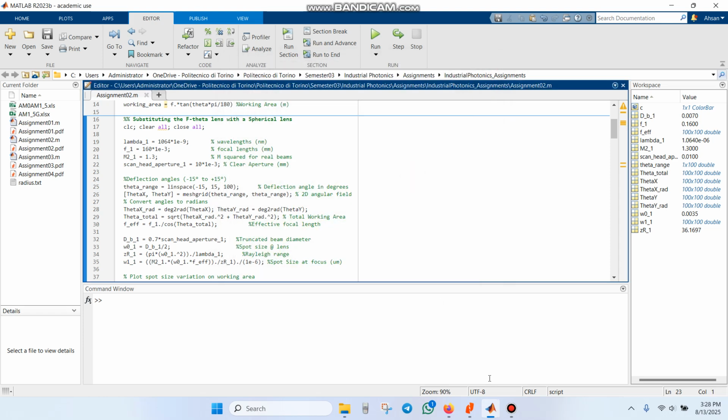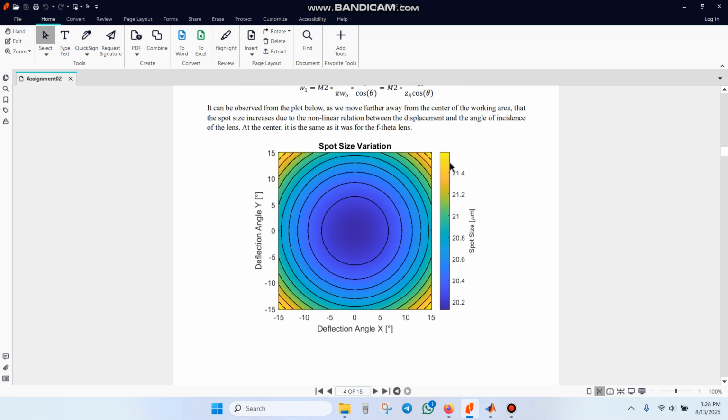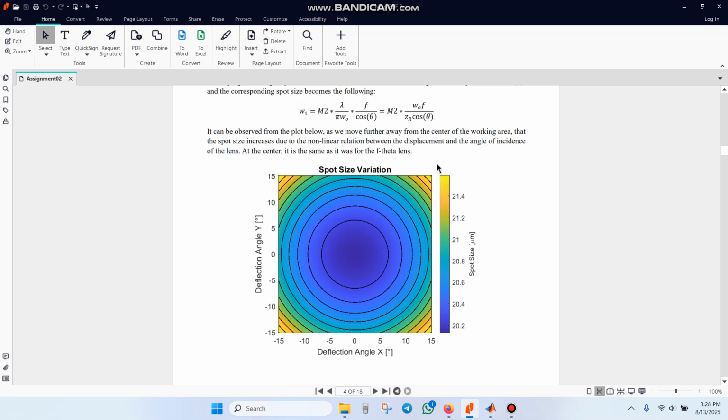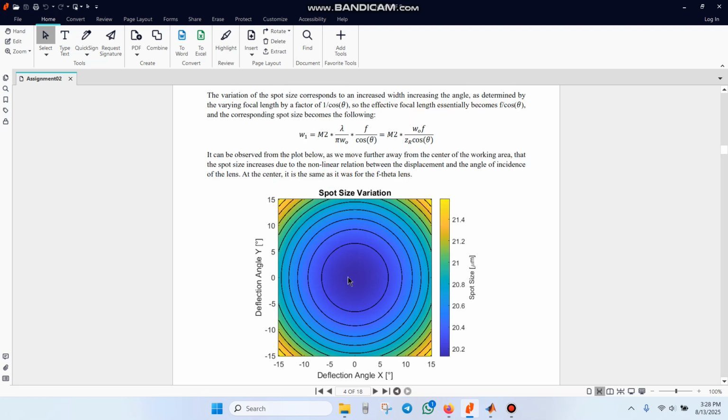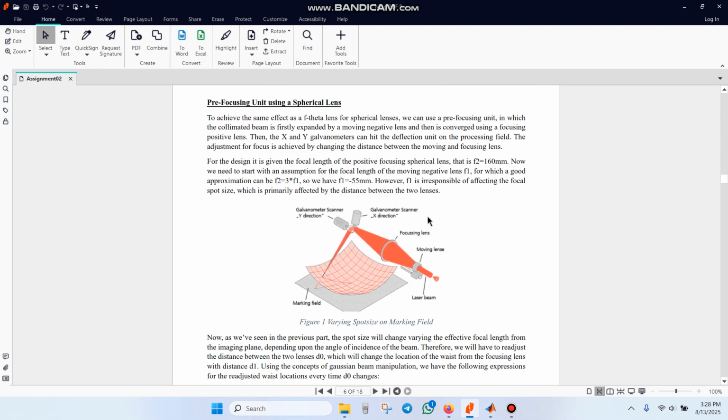So this is the drawback of the spherical lens compared to the f theta lens, and this is what we want to improve in the next section, which is the design of the pre-focusing lens. Essentially, what we want is that this difference of changing spot size compared to the center has to be minimized. And in order to do that, we design the pre-focusing lens in this particular section.